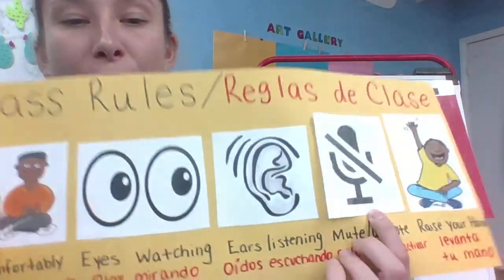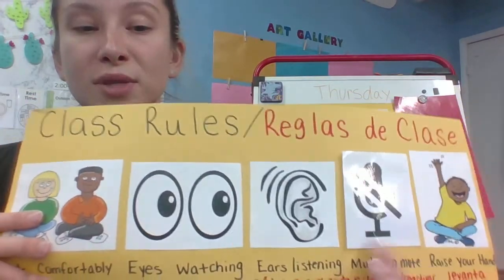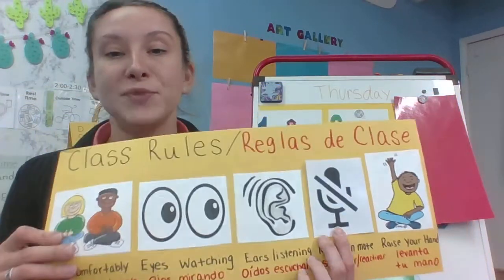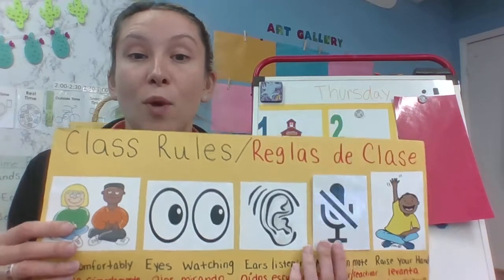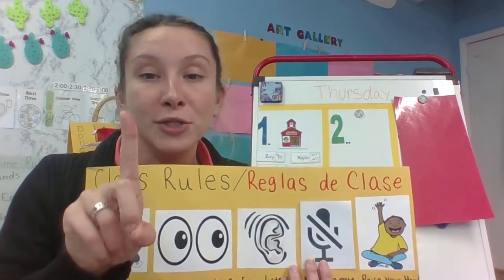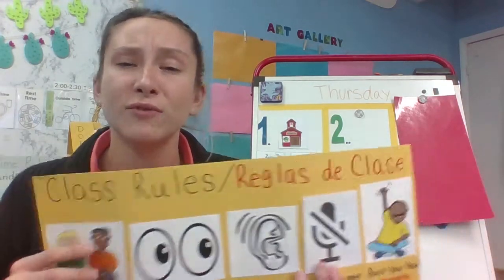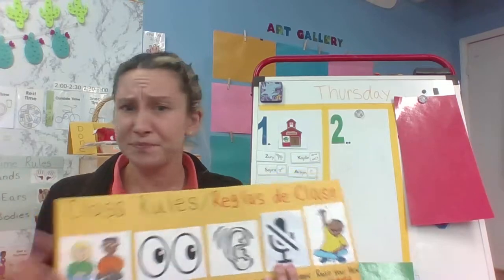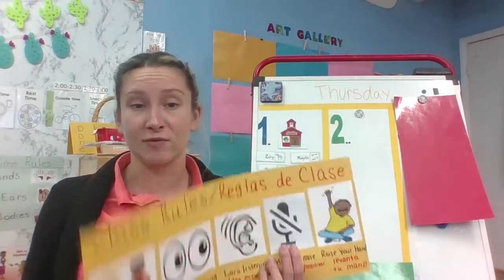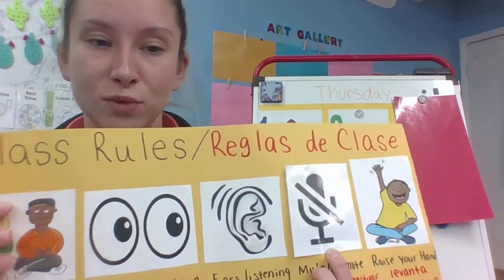So number 4, this is our mute and unmute button. This button is used during our virtual meetings when I want you to mute yourself so that I can hear either one person talking or I want to talk and I want you all to hear me. If you're all talking at the same time, then I can't hear anybody, right? So we use our mute and our unmute button whenever I ask you to.